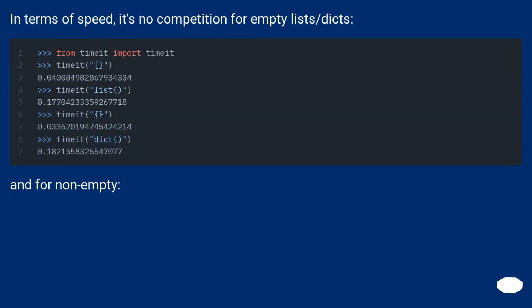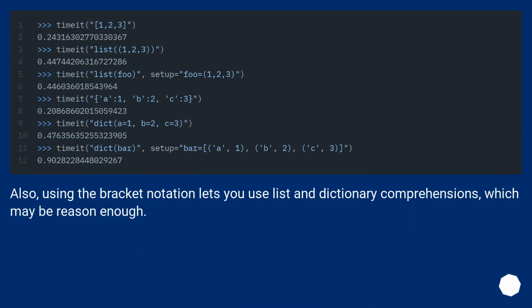In terms of speed, it's no competition for empty lists/dicts. And for non-empty, also, using the bracket notation lets you use list and dictionary comprehensions, which may be reason enough.